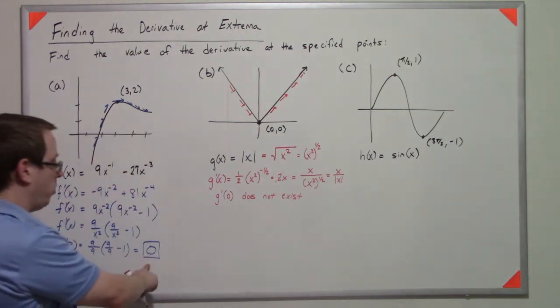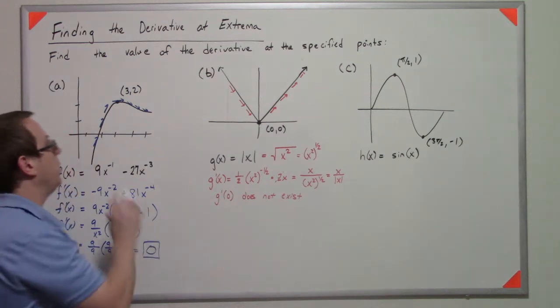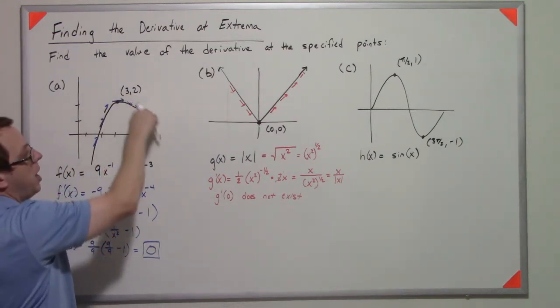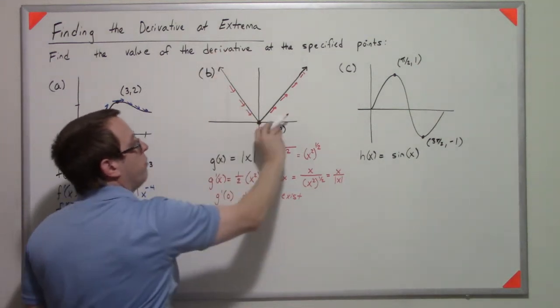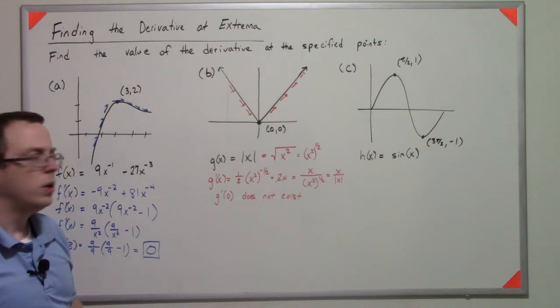So in this case, the derivative was 0. In this case, it didn't exist. But an interesting thing happened. The slope of the tangent line was positive, and then it changed. This one was negative, and then it changed, even though it didn't go through 0. So keep that in mind.